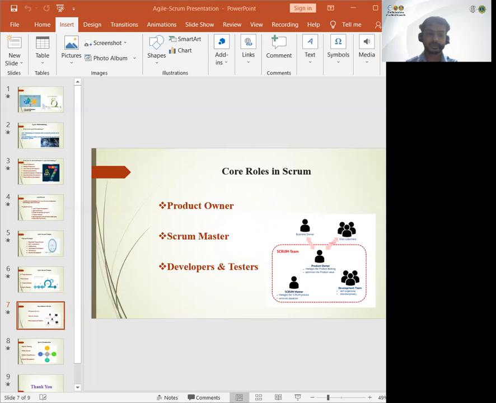Second role is the Scrum Master. The Scrum Master is the team facilitator. They ensure the team has what it needs to get the job done, set up meetings, and monitor everything. Last role is developers and testers. They write code and make sure it does what it's supposed to do.